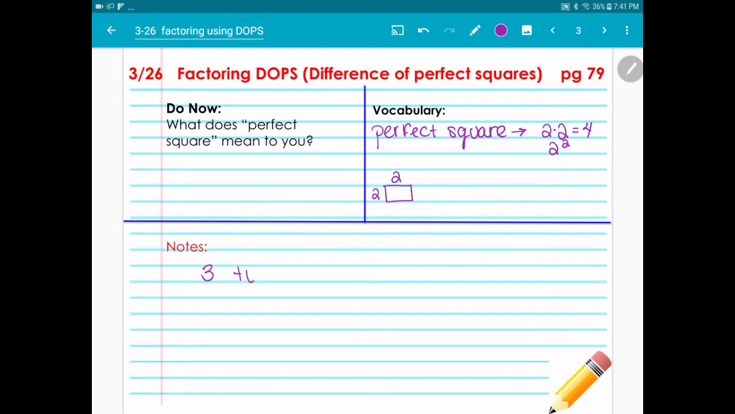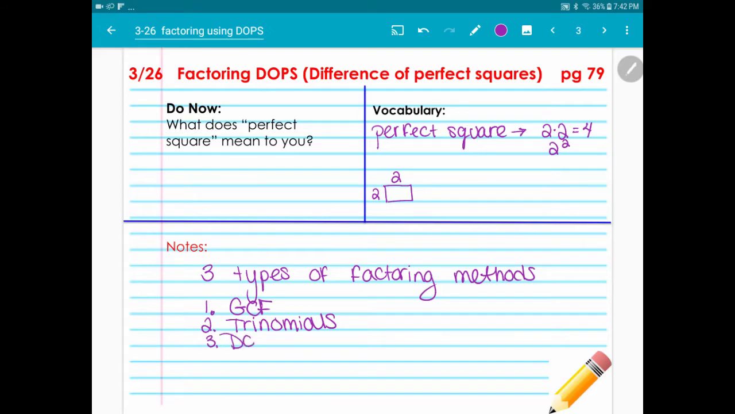There are 3 types of factoring methods. The first one is factoring out a GCF. That's what we did last Monday. And then the rest of the week we practiced factoring trinomials, when it's 3 terms. And now today is the last method, and that's going to be on DOPS, or difference of perfect squares. You're going to have a mini quiz at the end of today, and it's going to have 1 question from each of these categories.